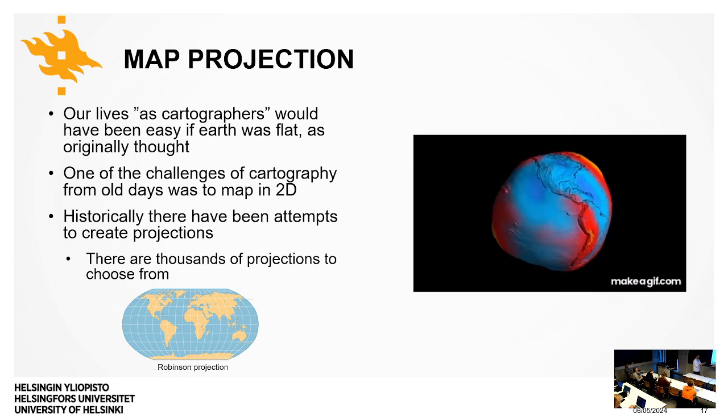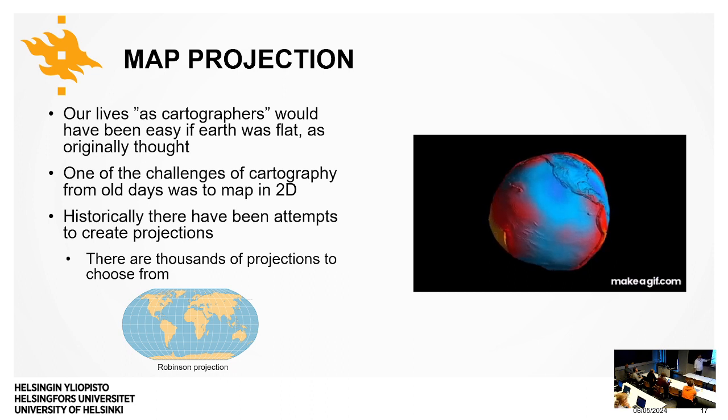Earth's shape is complex. It's not a globe, it's not even a perfect ellipsoid. The geoid, the actual shape of the Earth, is quite complex. That's one of the challenges, and also it's of course in 3D, so bringing it to two dimensions needs a bit of calculation. There have been many attempts over the last few centuries to create this way of bringing the 3D world into 2D, which is called projection. That's why there are literally thousands of projections to choose from. This is an example, the Robinson projection, which is very commonly used for world maps.